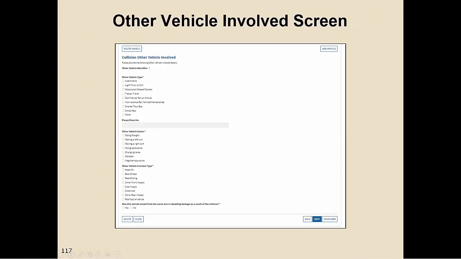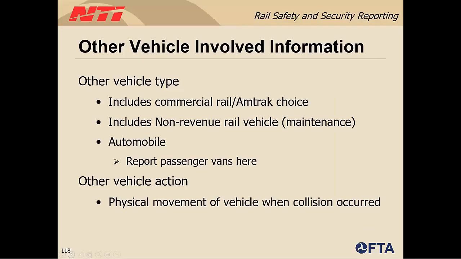So as you can see here, this is an example of your other vehicle, motor vehicle screen with the options we just mentioned, and we're going to go over the other options in more detail. Okay, so the first thing that you're asked on the other vehicle form is the type of vehicle, and it includes a selection for hitting another commercial rail vehicle or Amtrak type vehicle. The automobile option would be used for both cars or passenger vans like a Dodge Caravan or something like that.